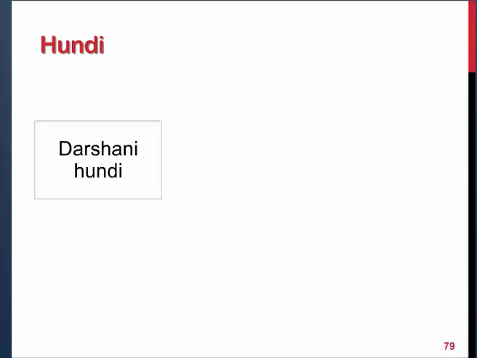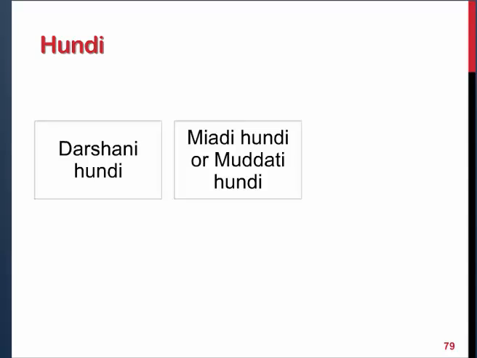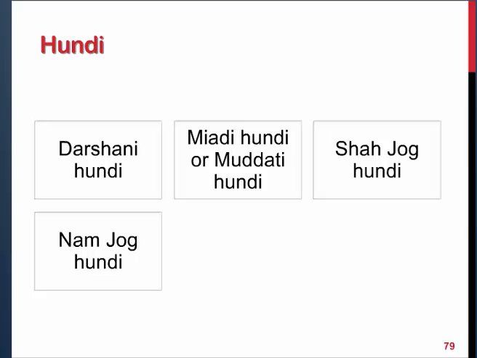Darshani hundi. It is one payable at sight, like a demand bill. Miyadi hundi or Muddati hundi. It is one payable after a specified period of time, like a time bill. Shah Jog hundi. This is a hundi made payable only to Shah. Shah means respectable person. Naam Jog hundi, where a hundi is made payable to a specified person, it is called Naam Jog hundi.